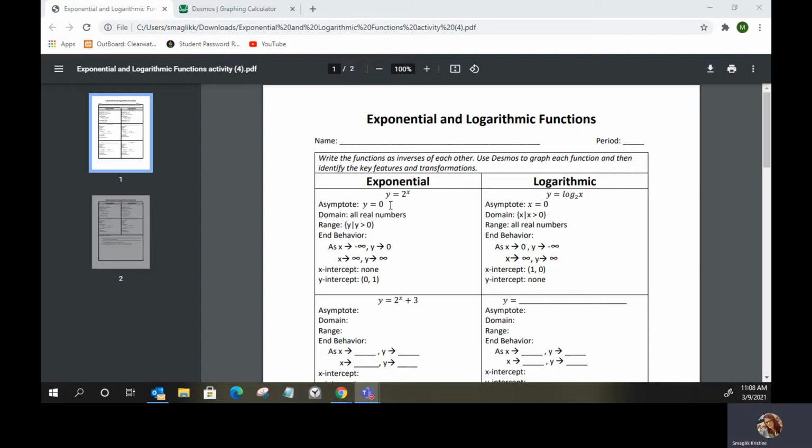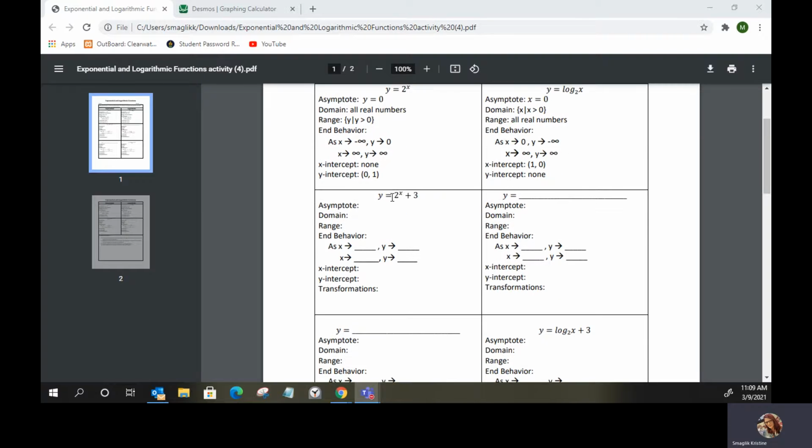And in fact, I believe we graphed the exponential, and I think we also graphed the logarithmic by hand. And these were all of the key features that we pulled in our notes that we discussed. I want you to compare. So left side, right side, these should be inverses of each other.